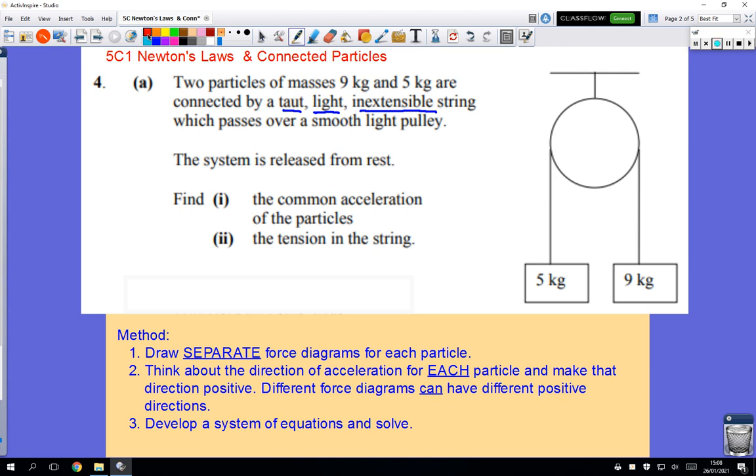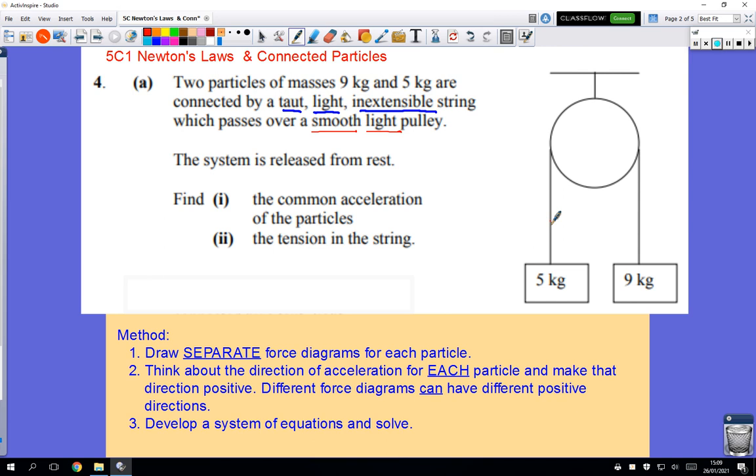And they're passing over a smooth, light pulley. Smooth, no friction. Light, we don't have to worry about the mass, it's negligible. The system is released from rest. So I release this system from rest, and hopefully it's quite obvious what's going to happen. This string is going to pass over here, the 9 is going to pull down, and the 5 is going to move up.